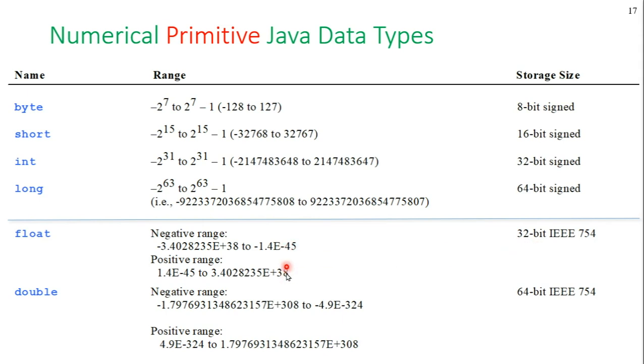It gives you those ranges, and if that's not enough, then the double data type is going to use twice as much memory and give you much bigger ranges. Again, the default for all integer literals is int. The default for all floating point literals in Java is double.